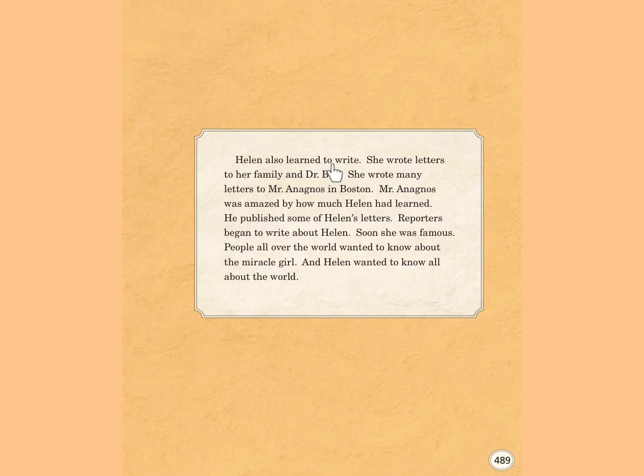Helen also learned to write. She wrote letters to her family and Dr. Bell. She wrote many letters to Mr. Anagnos in Boston. Mr. Anagnos was amazed by how much Helen had learned. He published some of Helen's letters. Reporters began to write about Helen. Soon she was famous. People all over the world wanted to know about the miracle girl, and Helen wanted to know all about the world.